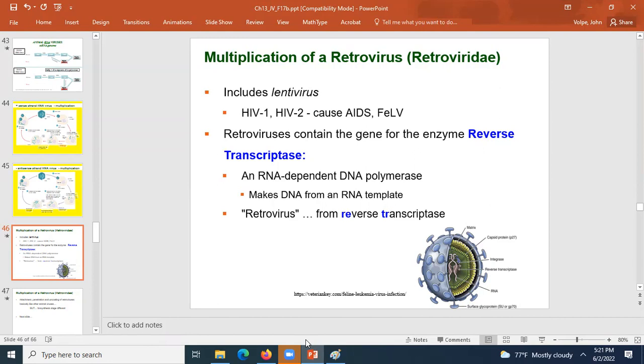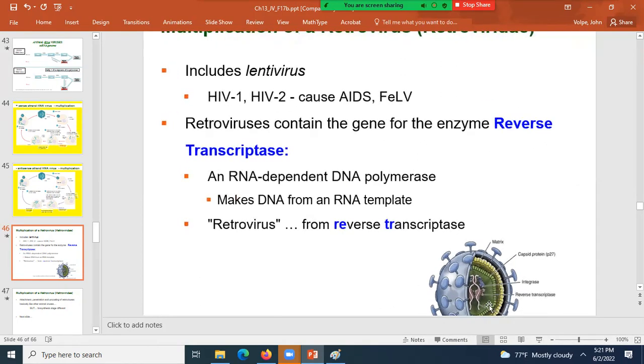And they're also unique for another reason, and that is retroviruses within the virus itself contain an enzyme that we call, shown right there, the pinkish purple one, reverse transcriptase. And this enzyme is encoded by a gene in the viral genome, which is RNA. Any question about any of that?